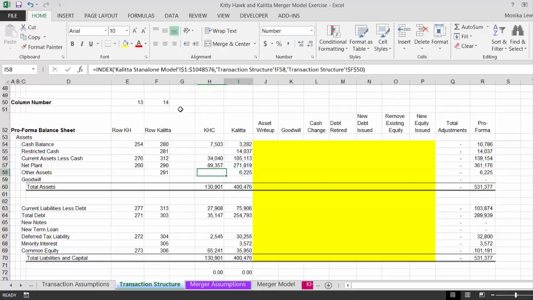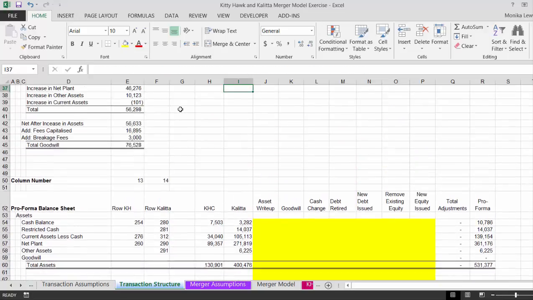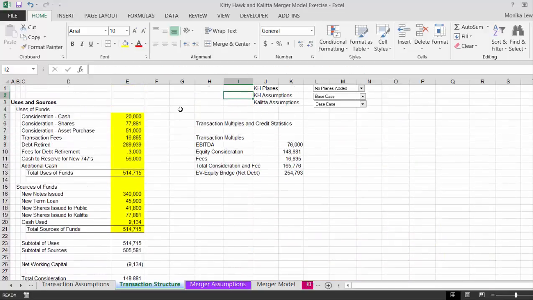They have some other assets. These are minor, but we could make some adjustments for the other assets. If there's some of this deferred tax liability, which is really other liabilities, you might want to call that debt. But let's just leave it like this.